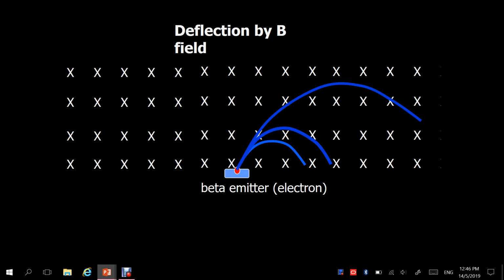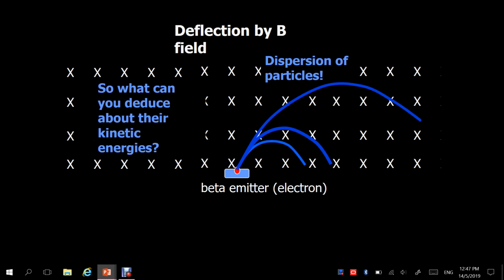What about deflection by magnetic field? Because they are negatively charged, using Fleming's left-hand rule, you find that they are also deflected. And again, observation shows that there's a dispersion of particles. That means they all do not have the same path, the same radius. So what can you deduce about their kinetic energies?